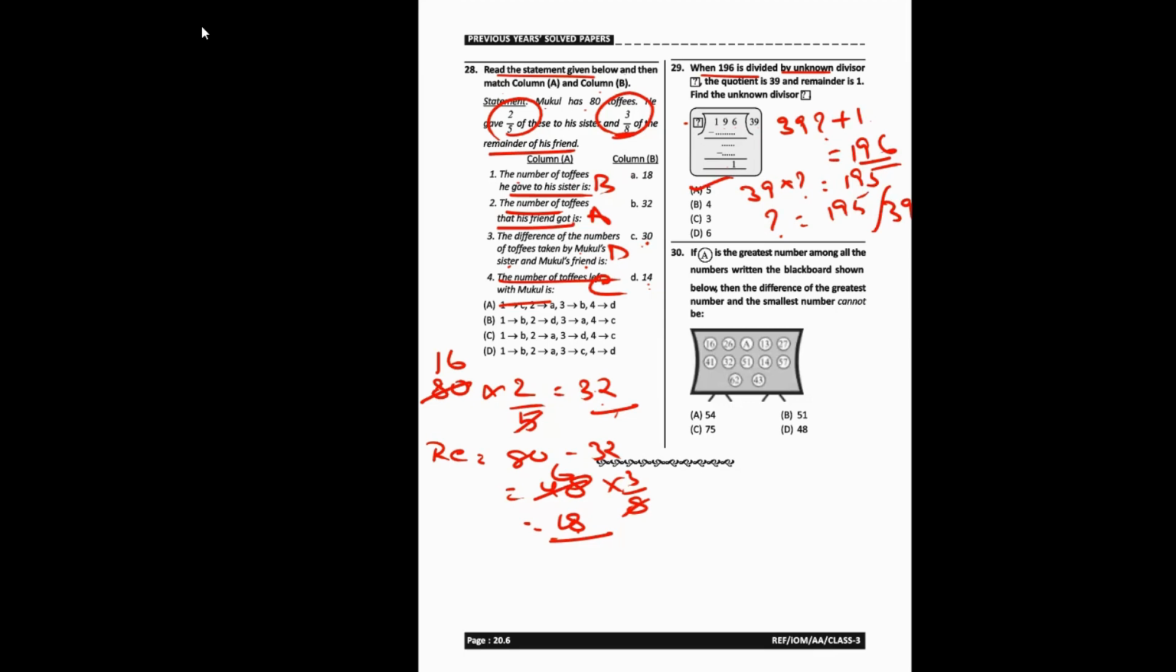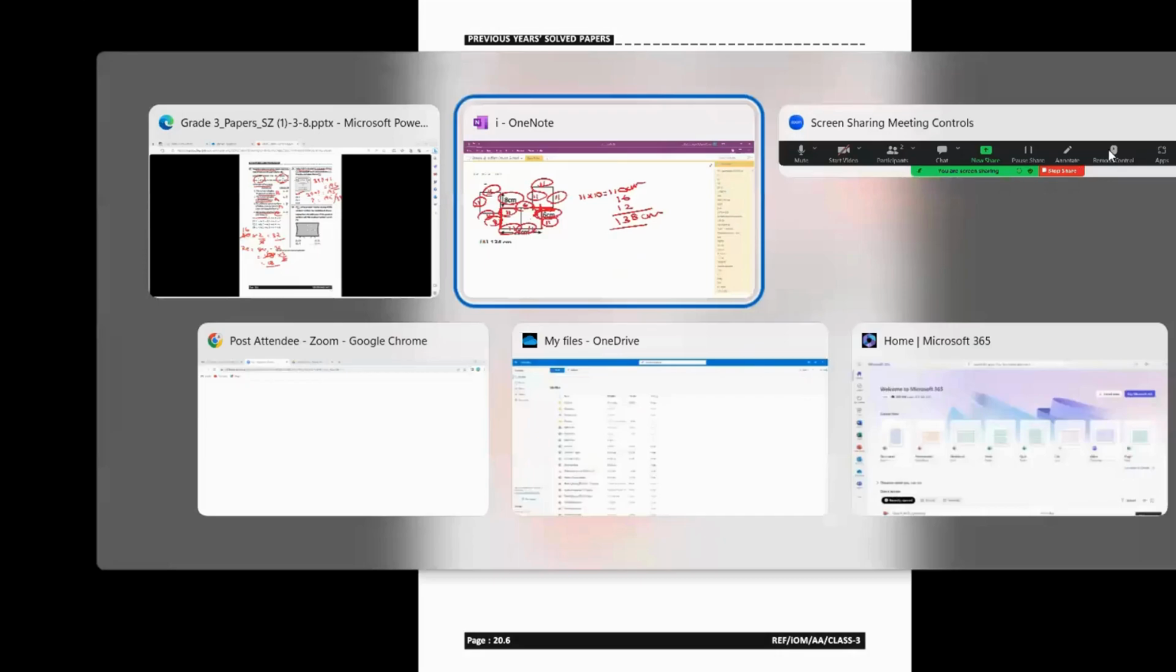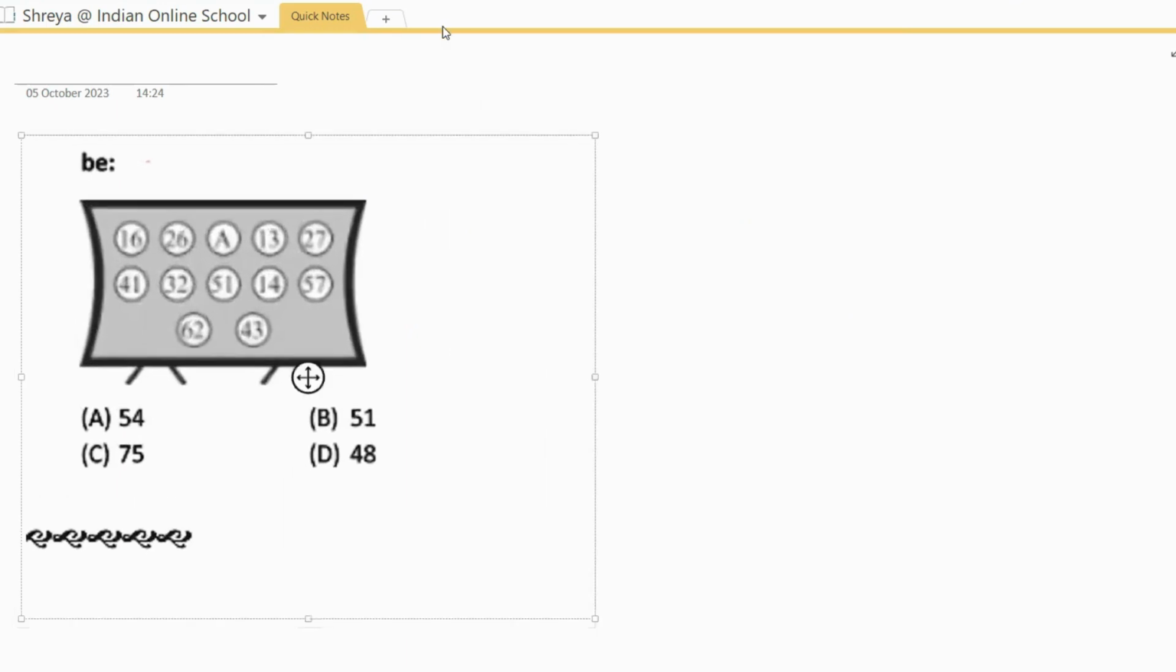Okay, all of you? Next, number 30, the last question. The question says if A is the greatest number among all the numbers written on the blackboard shown below, then find the difference of the greatest number and smallest number cannot be. Okay, let's just consider this one because they are very small. Okay, according to the question, A is the greatest number. What's the smallest number among these? 13, right?